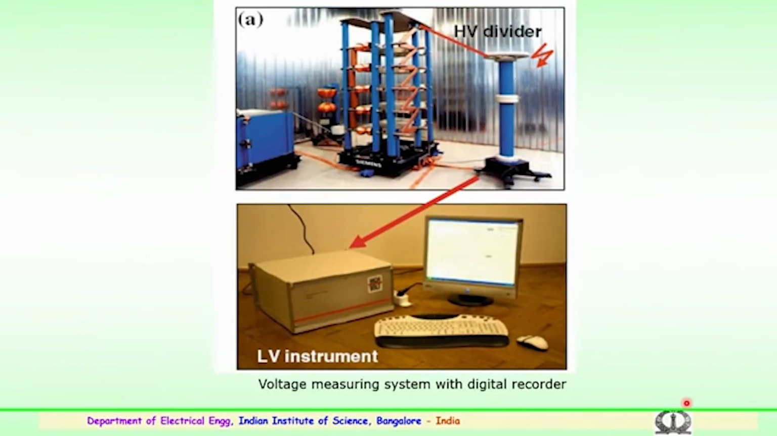This is one of the examples of using digital recorders for the measurement of impulse voltage. This is the impulse generator, you have a divider, and you have a digital recording unit for the measurement of the impulse voltage. So, the data can be monitored, carefully analyzed, and used for interpretation.